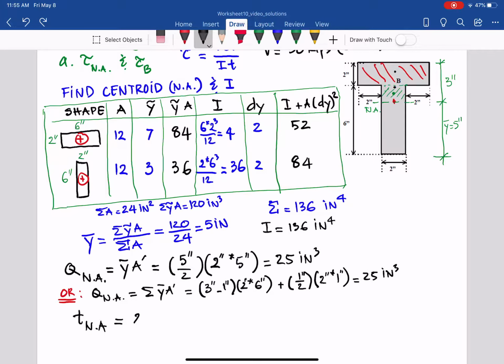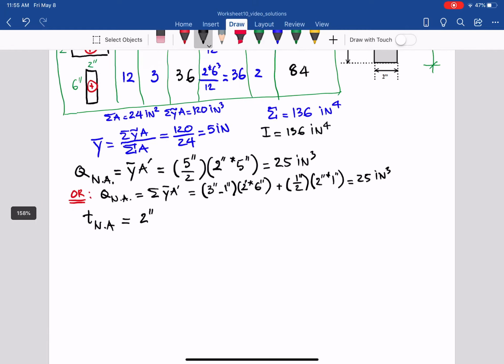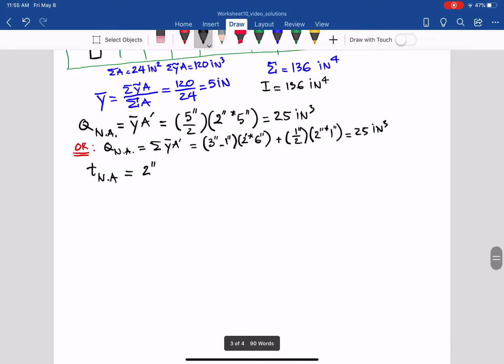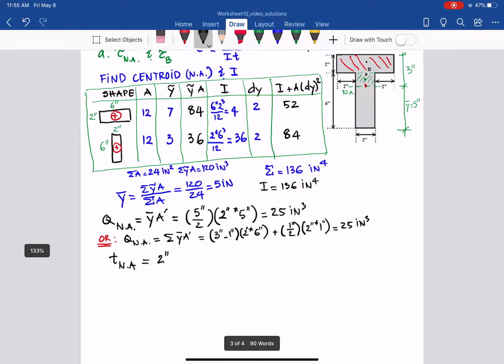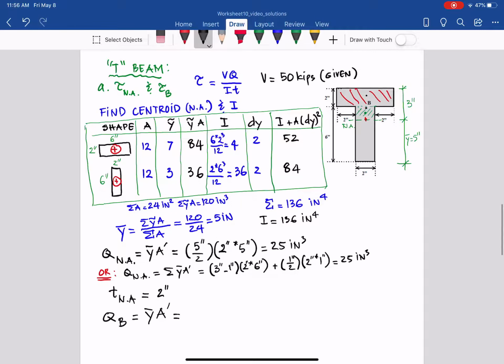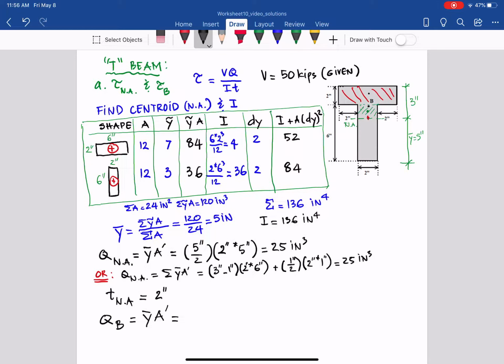2 inches. Okay, so that's what we have for the neutral axis. Similarly, we can go ahead and find the Q at point B. That's very similar to what we did in worksheet 10A. Q at point B is equal to, again, A prime, and this is only one area, and one way to go to the top in there.